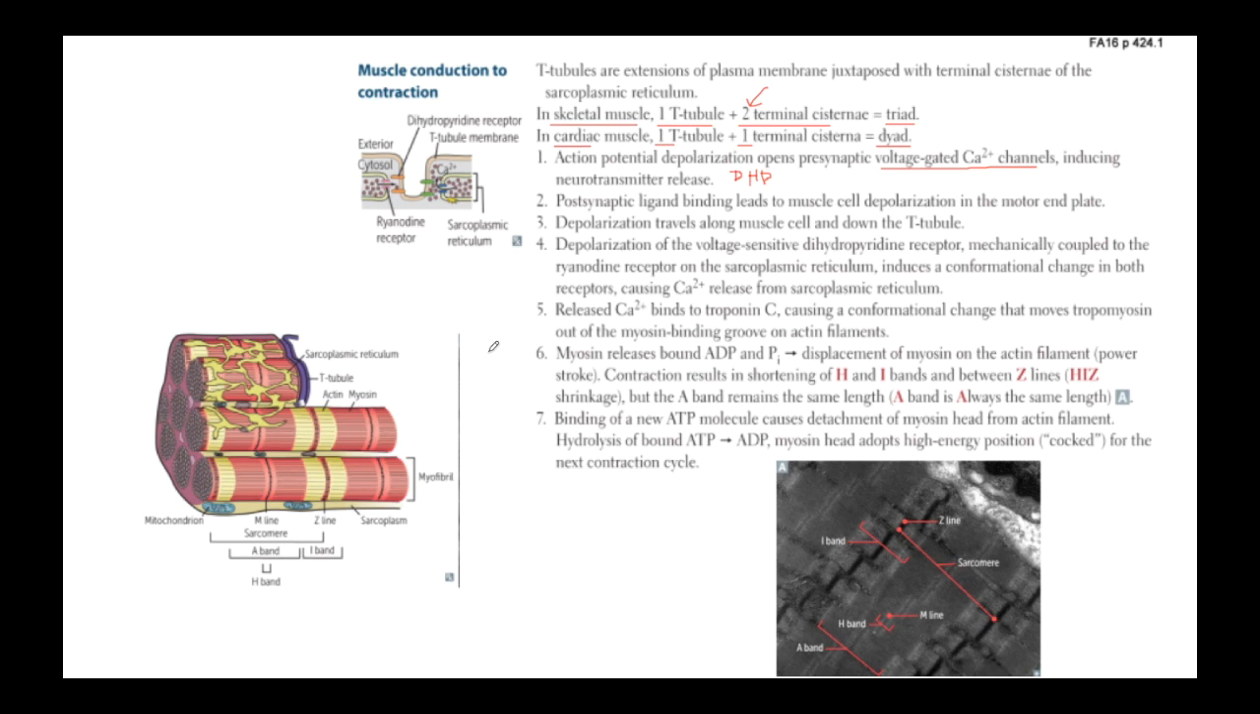We have muscle cell depolarization in the motor end plate. And that depolarization travels along the T-tubule. And then we have our voltage-gated dihydropyridine receptors, which have a conformational change, causing calcium release from the SR. And then this calcium can bind to troponin C. That moves tropomyosin so that myosin can bind to actin.